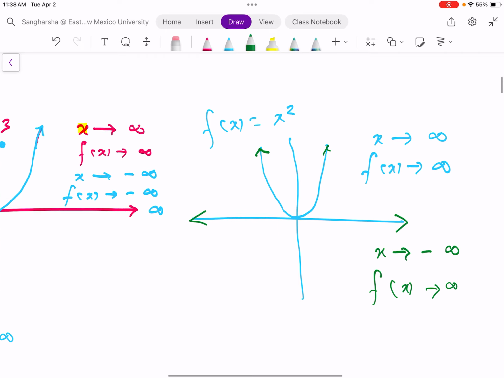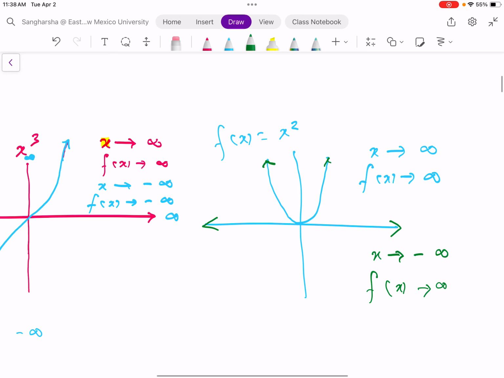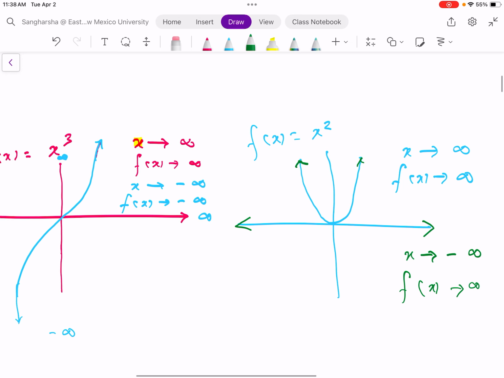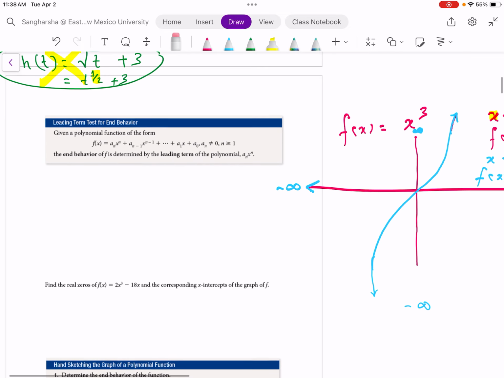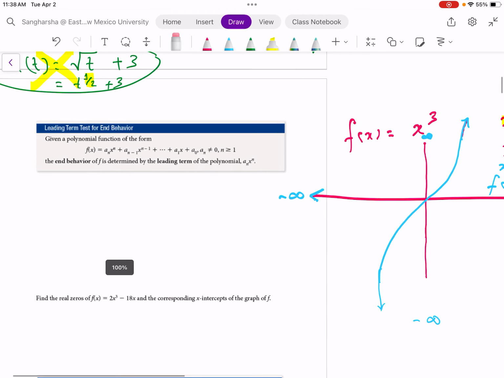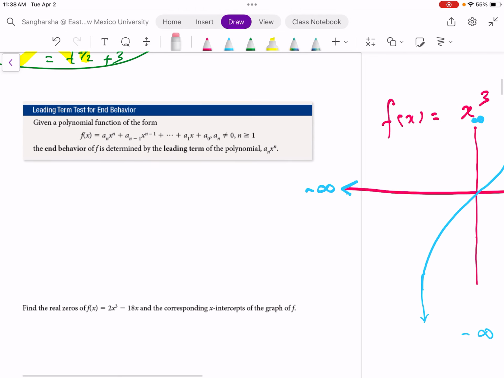Okay, now if we compare here, from this example we can just generalize, and that's what we're going to have in the leading term test. So this is the test here. It helps us to know how the function behaves on the left and on the right.